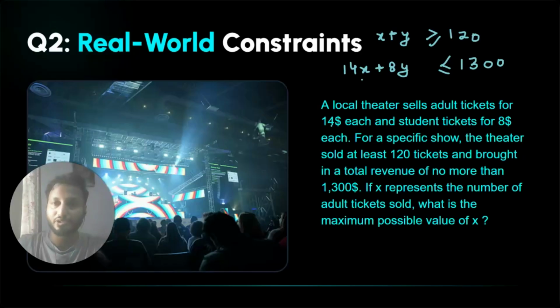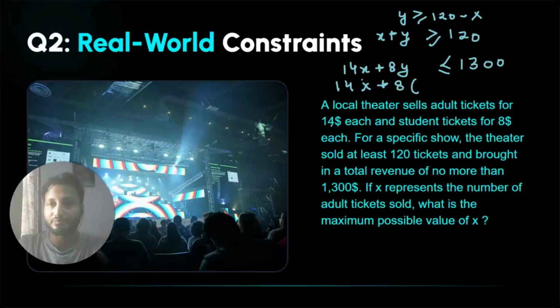So if I look at the first equation, x plus y is greater than or equal to 120, so y has to be at least greater than or equal to 120 minus x. This is the minimum value of y. So the minimum value of y will be 120 minus x. If I substitute 120 minus x in this equation, it will get me the maximum value of x. So this is all I need to do.